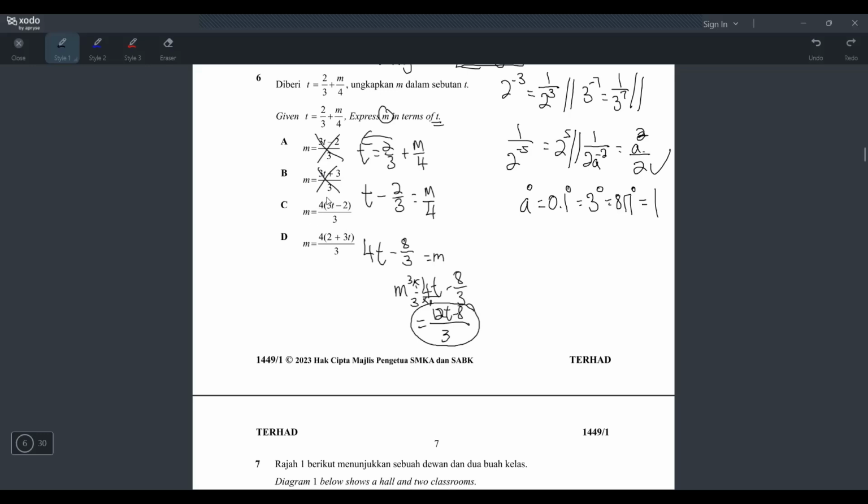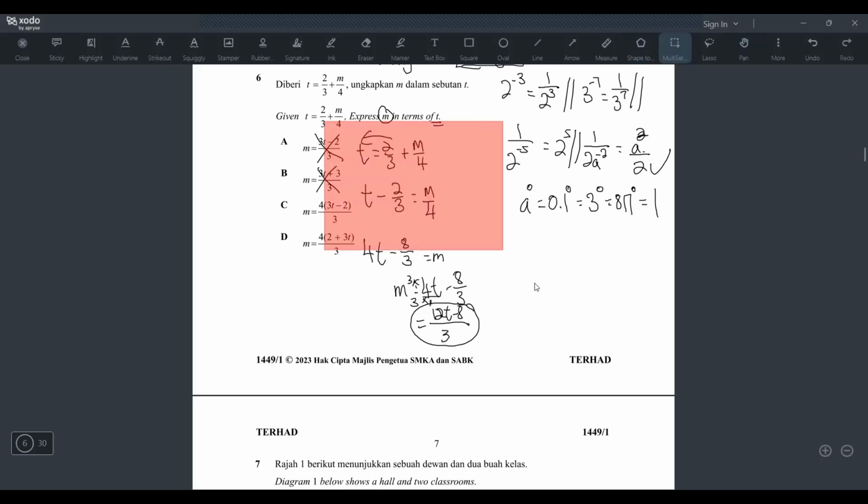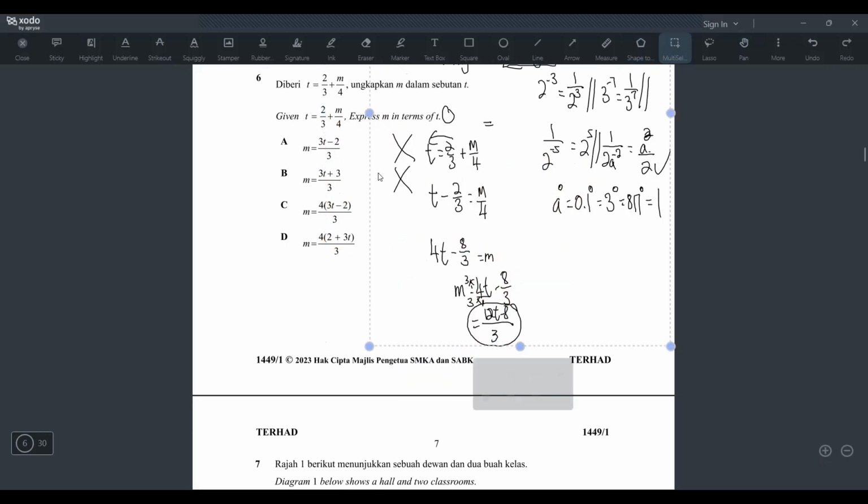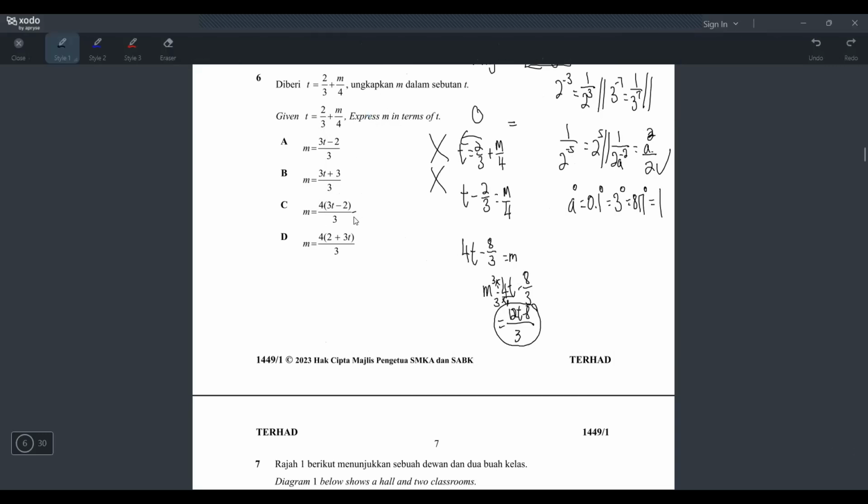Okay, you try to expand this. So what I do is I will kecilkan macam ni. And then I will put an equals here, and then I will try to expand this. This one over 3 cannot do already, but 4 bracket 3t minus 2, you can expand, right? So 4 times 3t is 12t, and then 4 times negative 2 is negative 8. Can you see this one is actually the same as this? Exactly the same. So the answer is C.